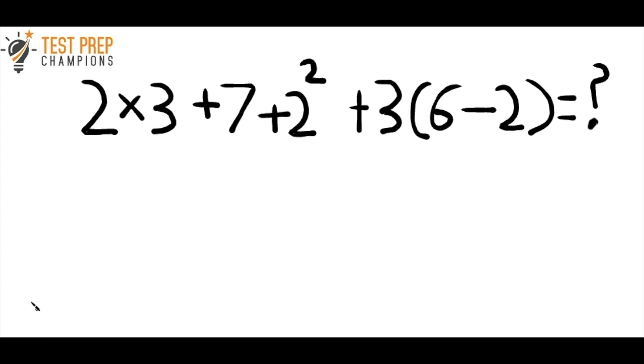Okay, so the first question is 2 times 3 plus 7 plus 2 squared plus 3, parentheses 6 minus 2. What is this equal to? So pause the video and try to solve this now. Okay, let's go over how to do this one.